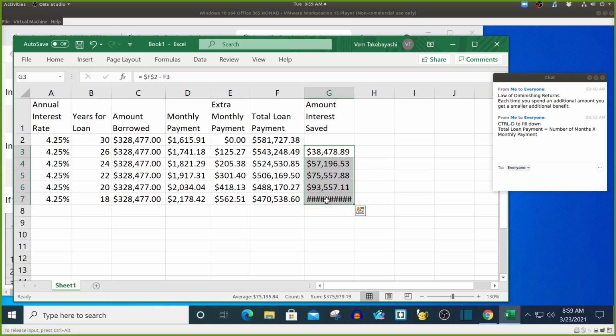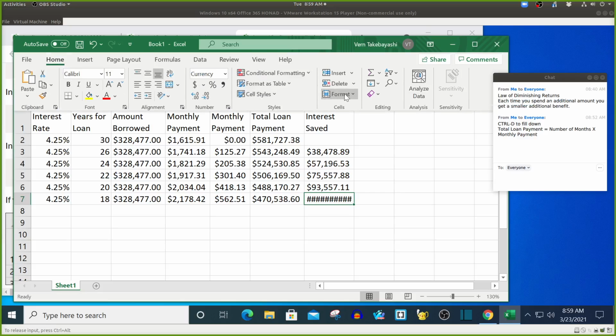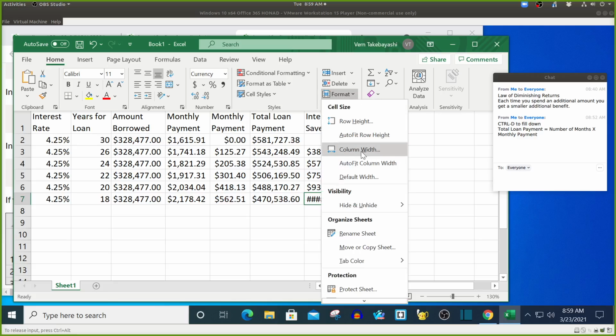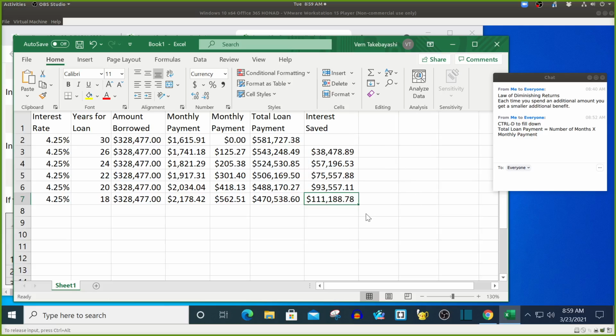Remember what this is, right? This just means that the number is too large to fit in the column. So how do I fix that? Let me show you the nice way. I go to Home, I go to Format, and I go to Auto Fit Column Width, and then it makes the column wide enough to display this.